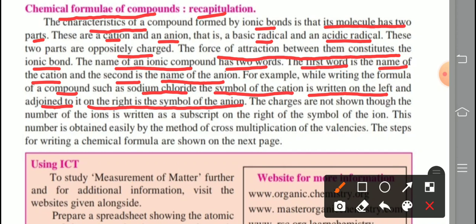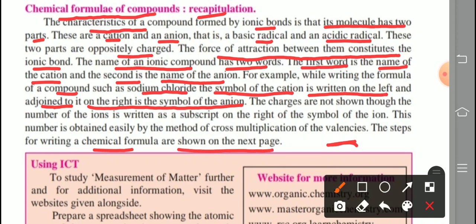The charges are not shown, though the number of the ions is written as a subscript on the right of the symbol of the ion. This number is obtained easily by the method of cross multiplication of the valencies. The steps for writing a chemical formula are shown on the next page.